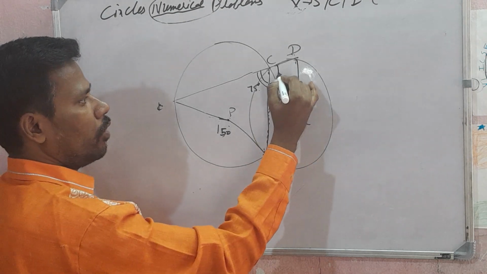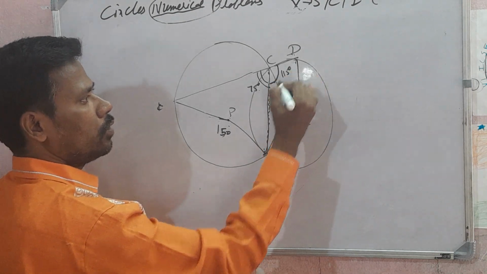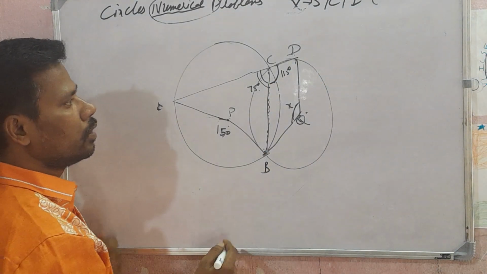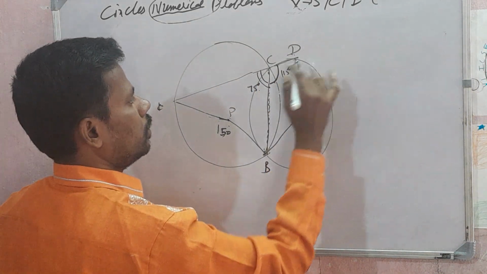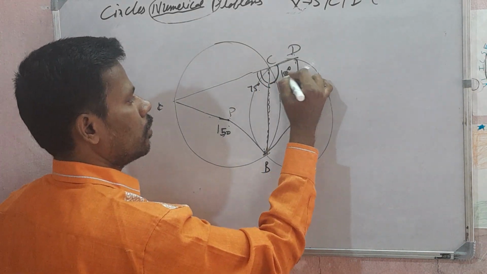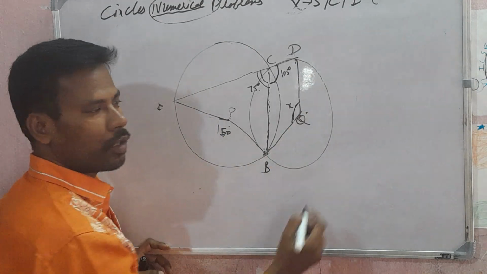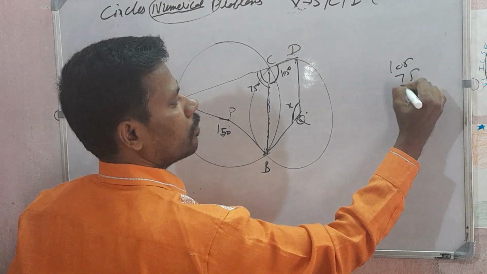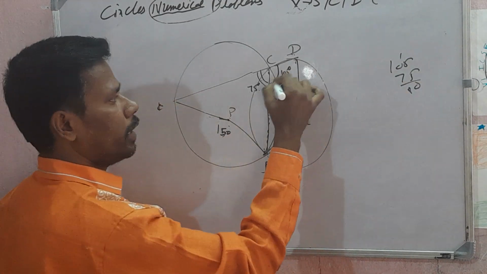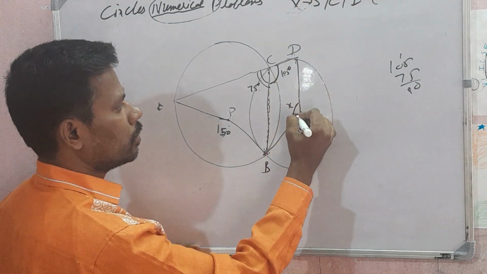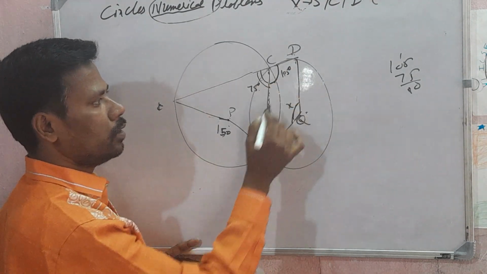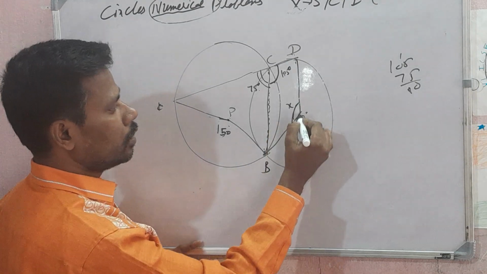If this is 75, what can you say about this one? It is 105 degrees. 105 plus 75 is 180, because a straight angle measures 180 degrees, right? So this plus this is 180.